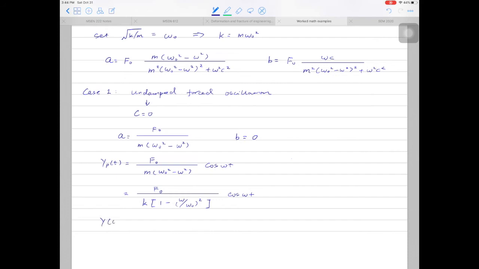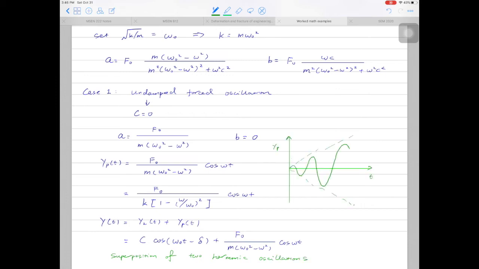Next, we can write down the general solution. The YH part can be written down as C cos omega naught t minus delta, then plus the particular part, F0 over m times omega naught square minus omega square, then cos omega t. From this solution, you can tell it is a superposition of two waves. To be more specific, the solution is a superposition of two harmonic oscillations. If you plot the particular part of the solution, it will look something like this.